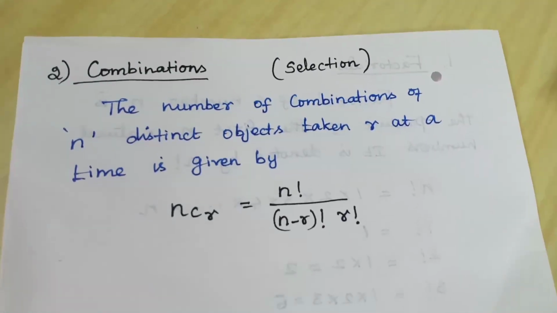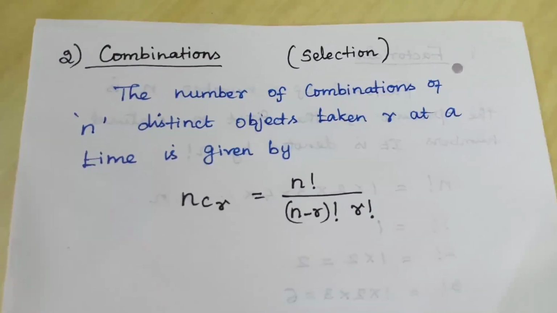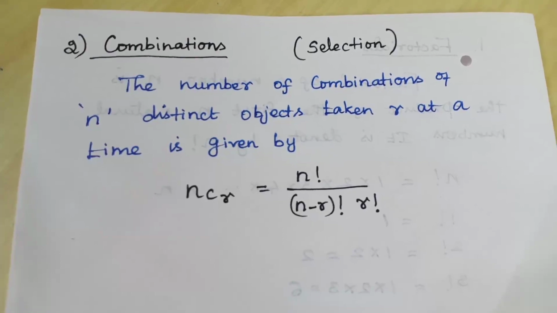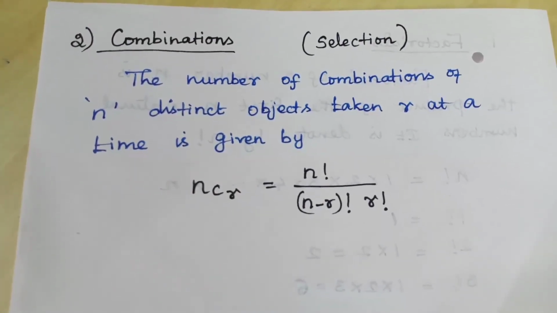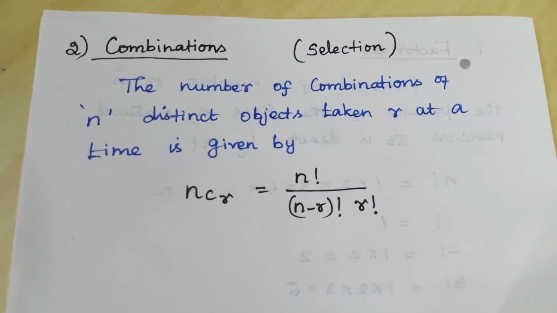The second definition is combination. The number of combinations of n distinct objects taken r at a time is given by nCr equal to n factorial divided by n minus r factorial into r factorial. I will explain with this example.